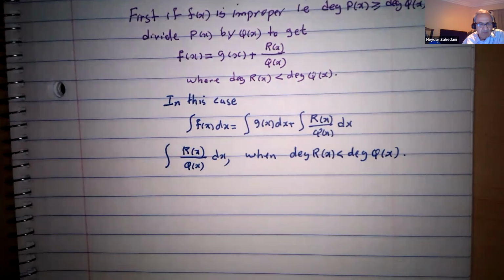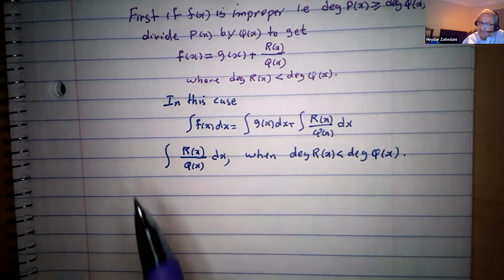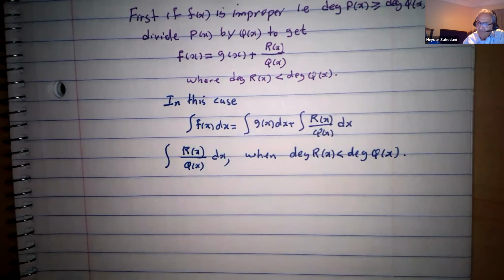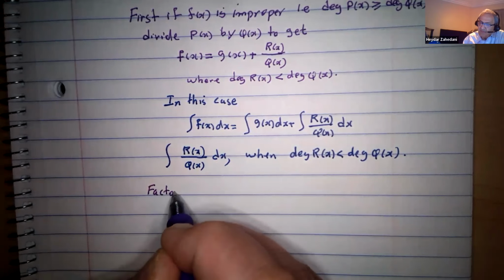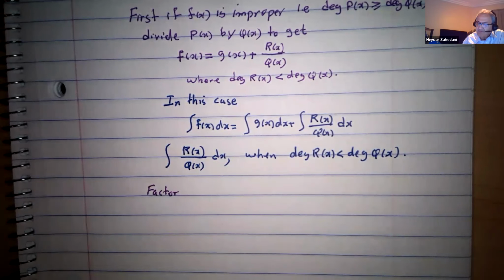If it is possible, q of x may be factored into so-called linear polynomials, like x plus 1, x minus 1, etc., or quadratics. These are the cases that we are going to have. If we cannot factor it, then it's going to be another problem. So the first thing to do is factor. It would be given to you most of the time in factored form. Otherwise, we can do it.